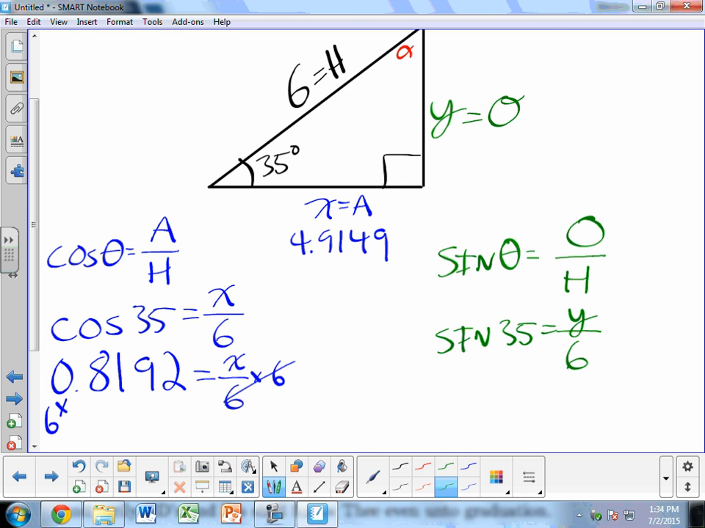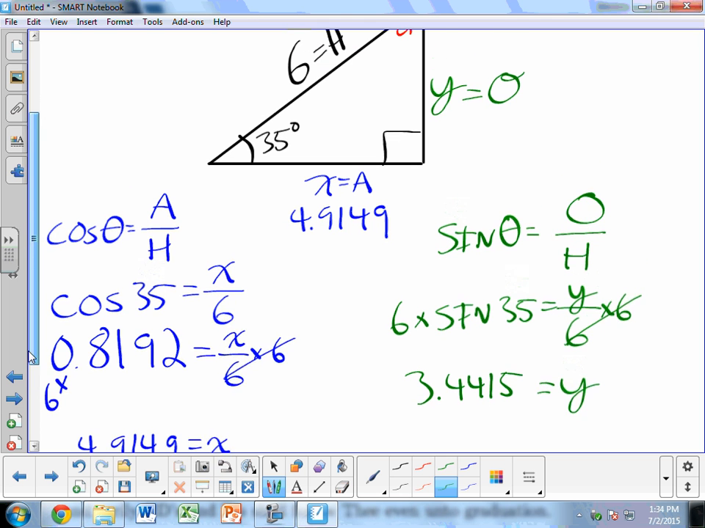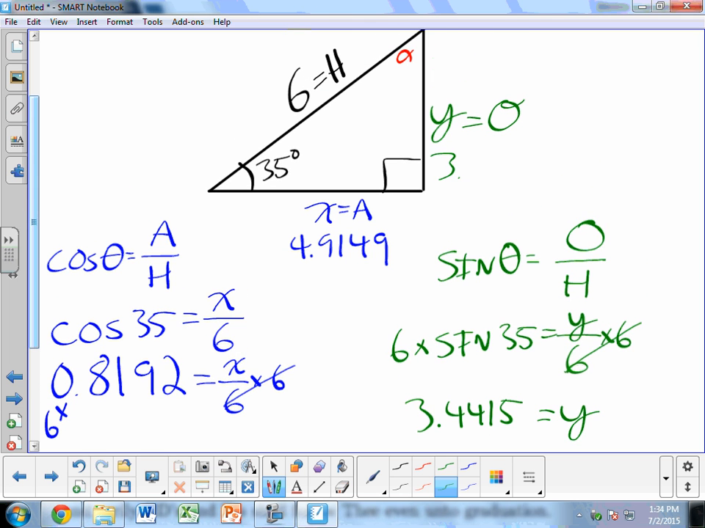Now to shorten up some steps, instead of finding what sine of 35 is, I'm going to multiply by 6 on both sides straight off the bat, so that these cancel out, because my goal is to get y by itself. So now I have y by itself. In my calculator, I type 6 times the sine of 35, and this time I get 3.4415. And that is my y value, 3.4415.